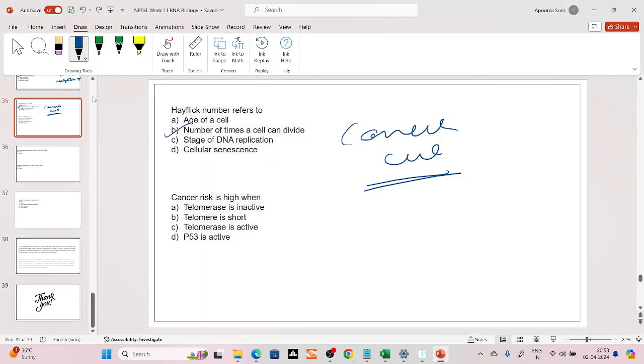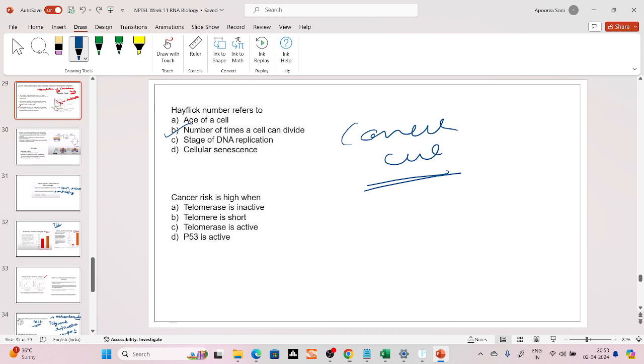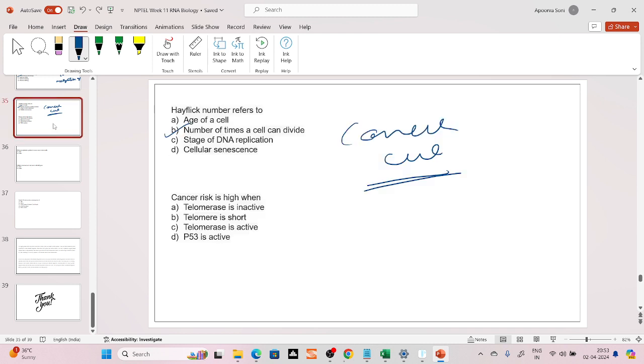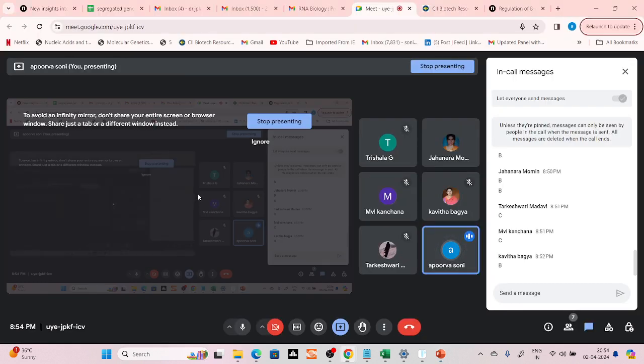That means telomerase is active, because cancerous cells are coming out of somatic cells only. See, here we have studied these are somatic cells. Telomerase is inactive. Telomeres are getting reduced and reduced. Now here some immortalization happens, and the normal cell gets converted into a cancerous cell. And now it again starts increasing, and here telomerase is active. So the question was, cancer risk is high when telomerase is active. When telomerase is short, how can cancer risk be high? The cells will just die after some time. So the correct answer is C. Okay? Is it clear? Kavita, is it clear to you?